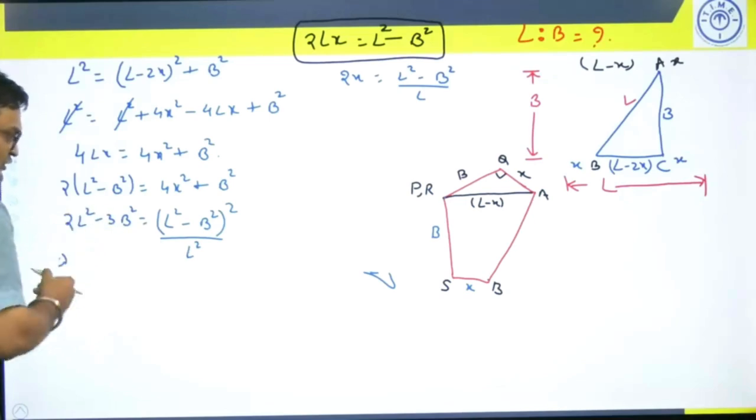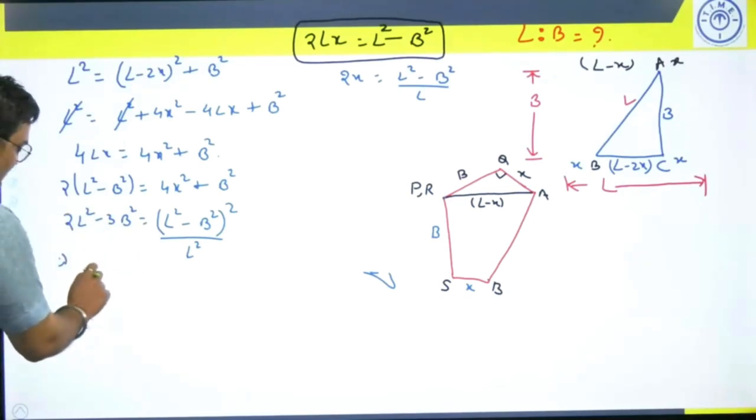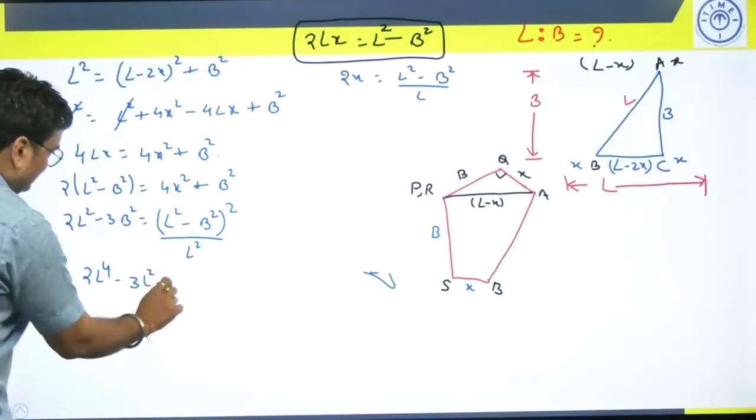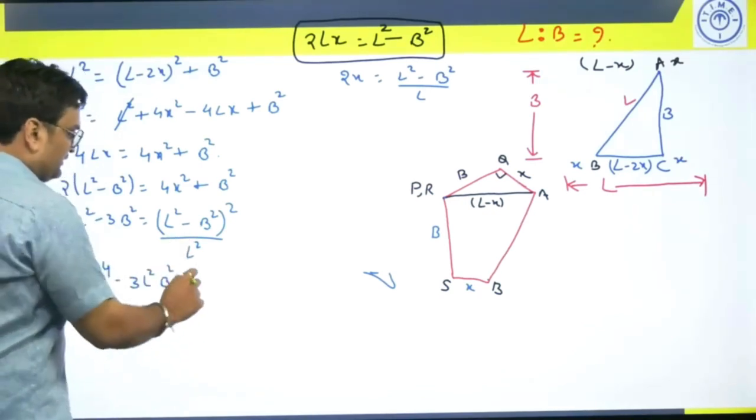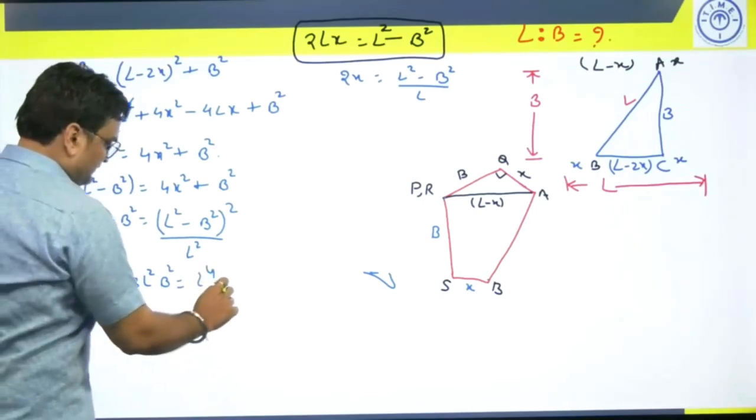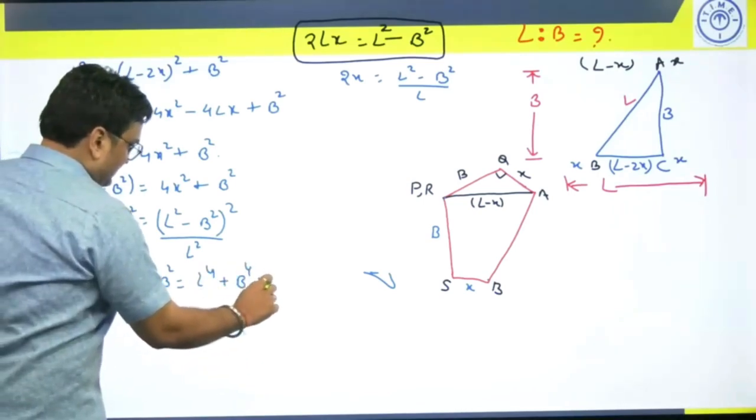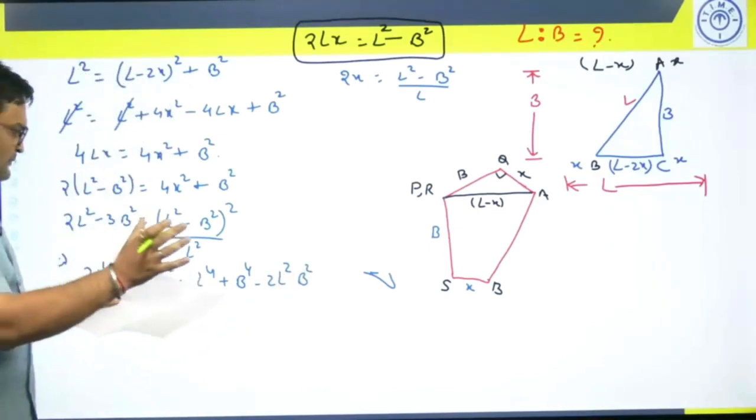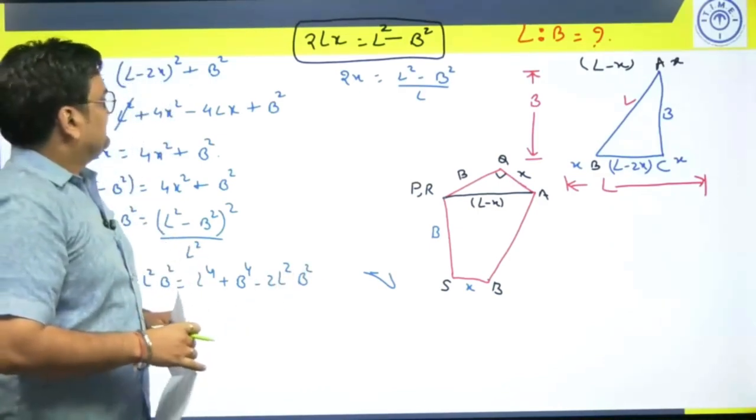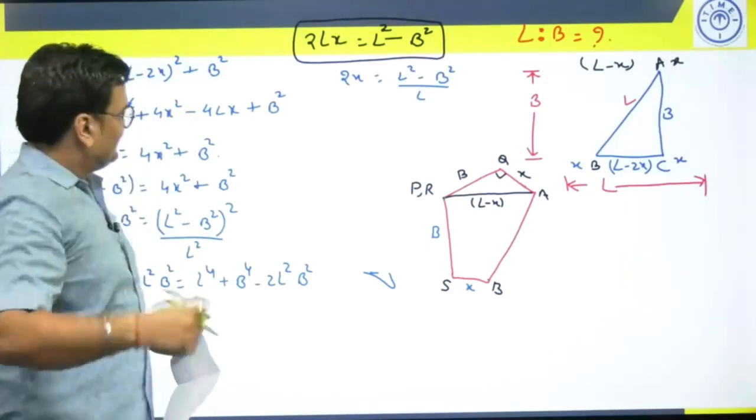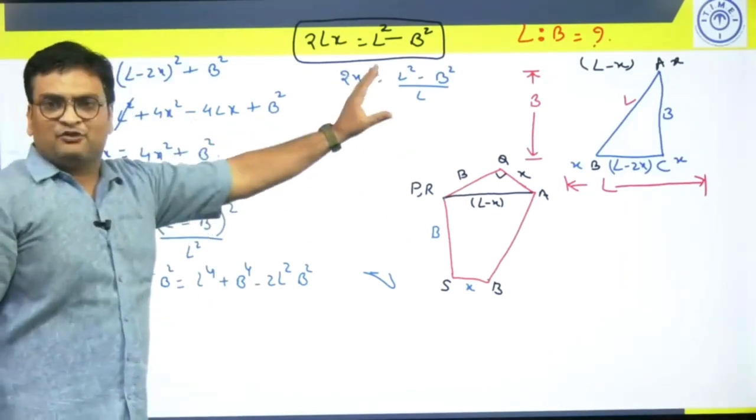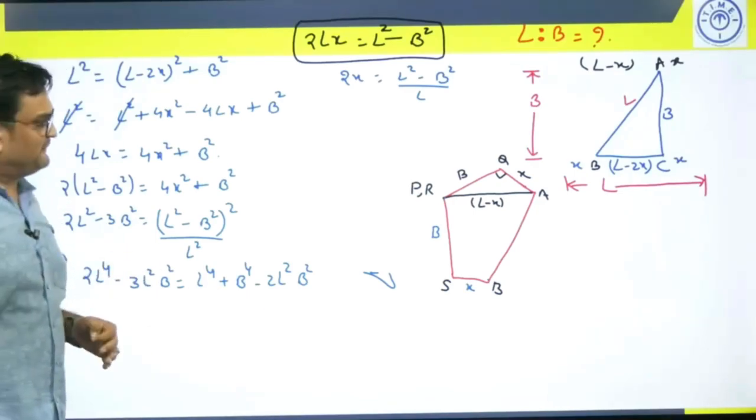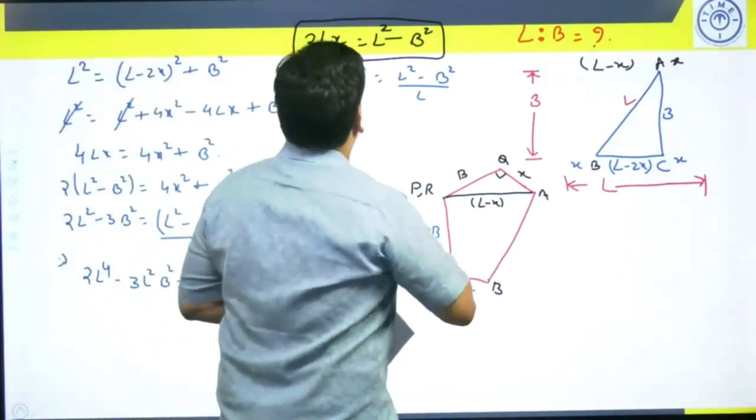So when you simplify, cross multiply and simplify, 2l square into L square, 2l power 4 minus 3l square b square will be equal to what? L power 4 plus b power 4 minus 2l square b square. Let's bring all terms on one side. Let's continue on other slide. You can just make a note of that. I am going to clean this. I just need to solve this equation now to find L is to b. So I'll clean this all.